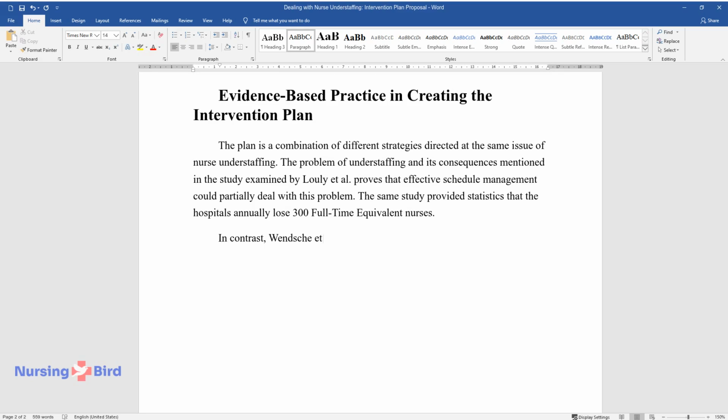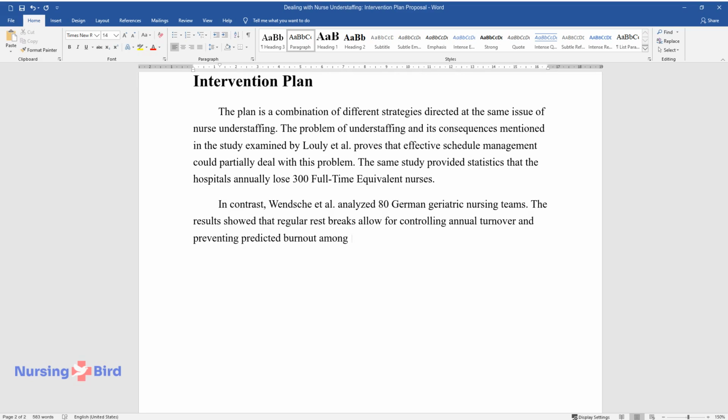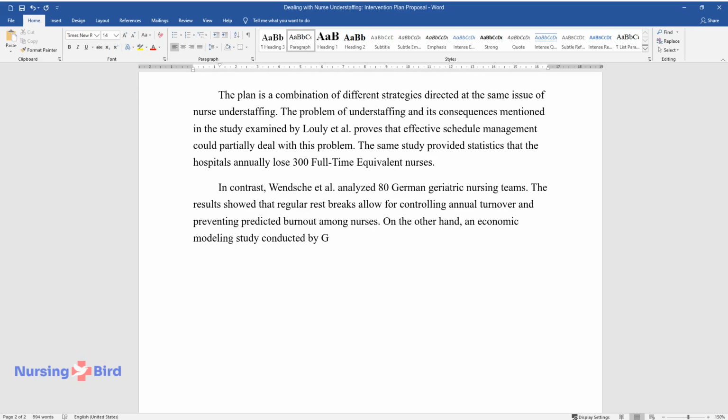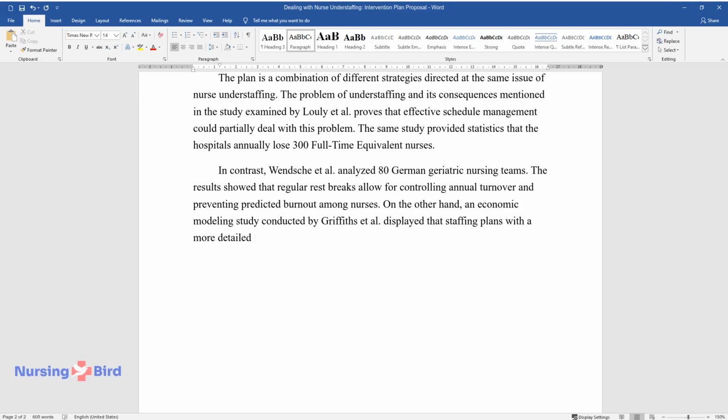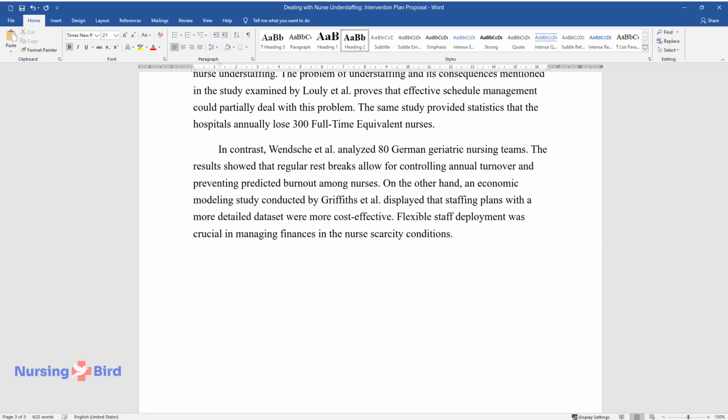In contrast, Wenche et al. analyzed 80 German geriatric nursing teams. The results showed that regular rest breaks allow for controlling annual turnover and preventing predicted burnout among nurses. On the other hand, an economic modeling study conducted by Griffiths et al. displayed that staffing plans with a more detailed dataset were more cost-effective. Flexible staff deployment was crucial in managing finances in nurse scarcity conditions.